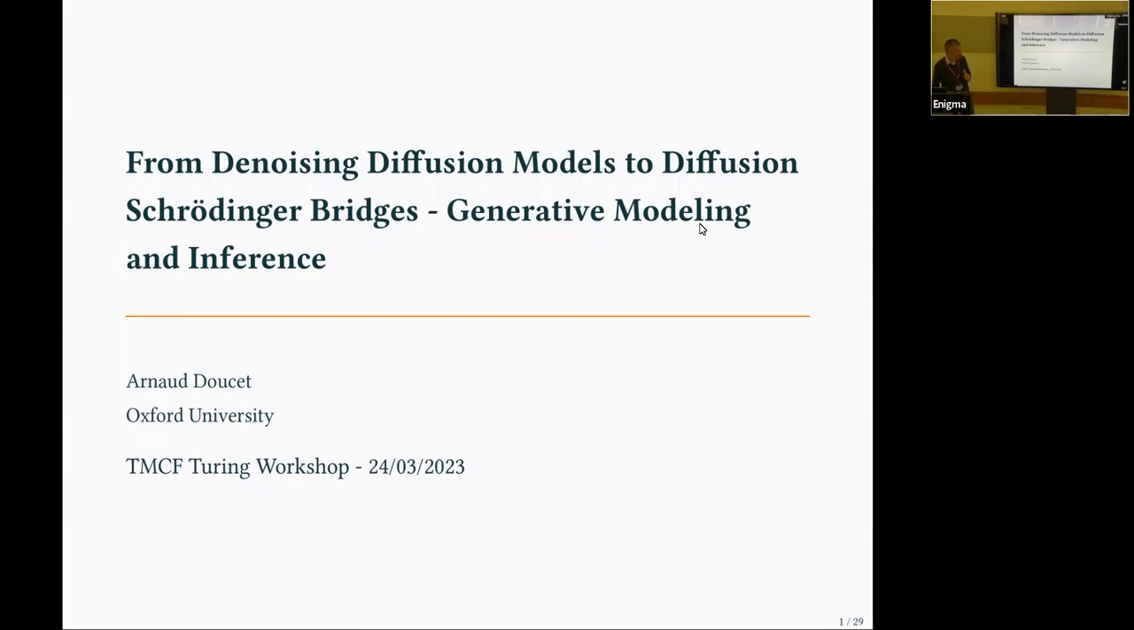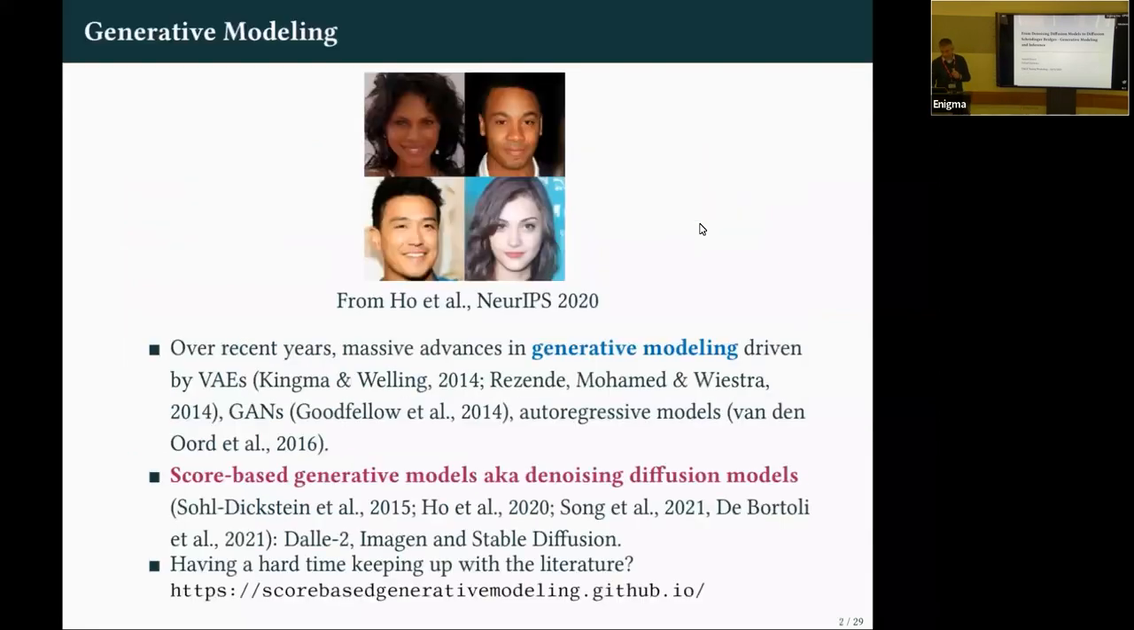Really a fantastic area, and I will try to convey this excitement during my talk. I will first start by introducing denoising diffusion models. I know some of you are already familiar with this topic, so bear with me, and hopefully you'll find the later parts more interesting. Let's start with some kind of introduction to generative modeling.